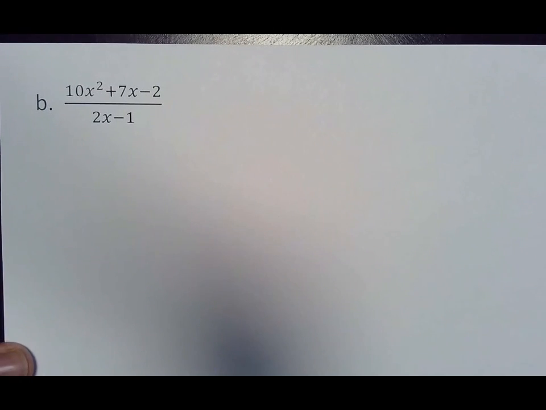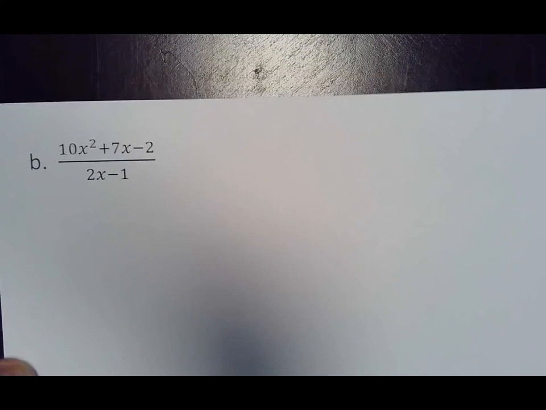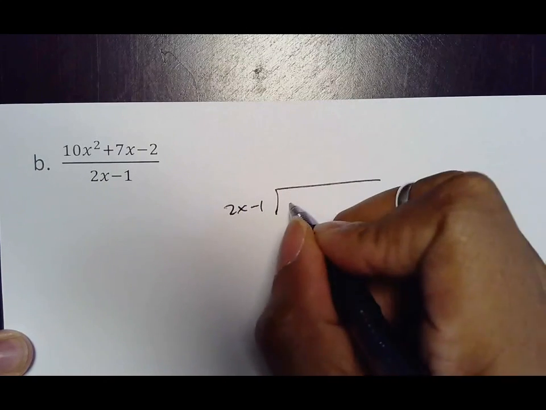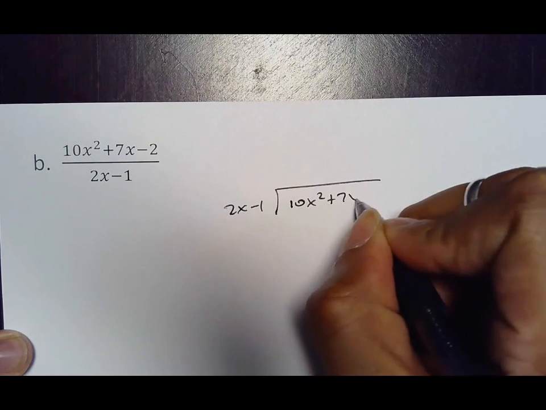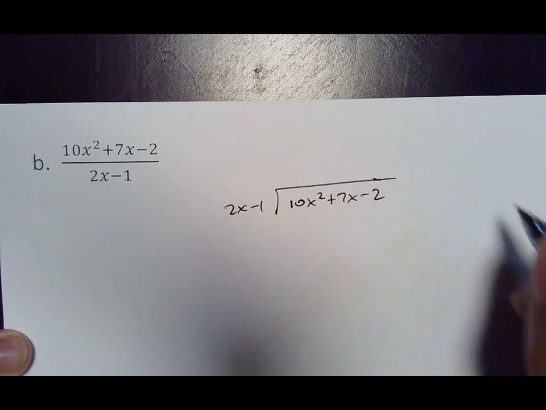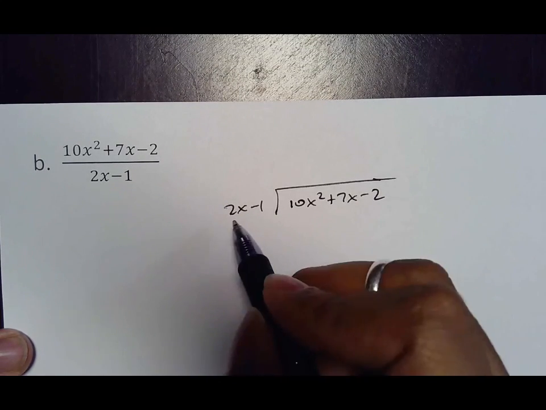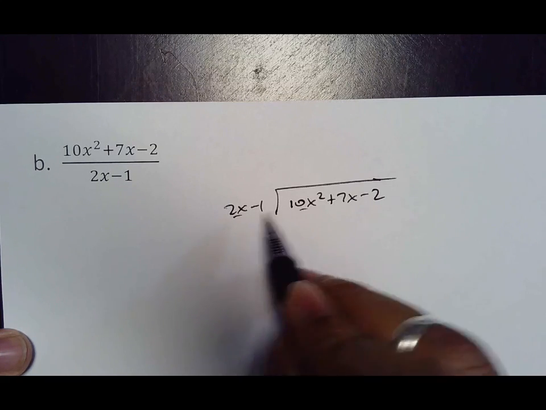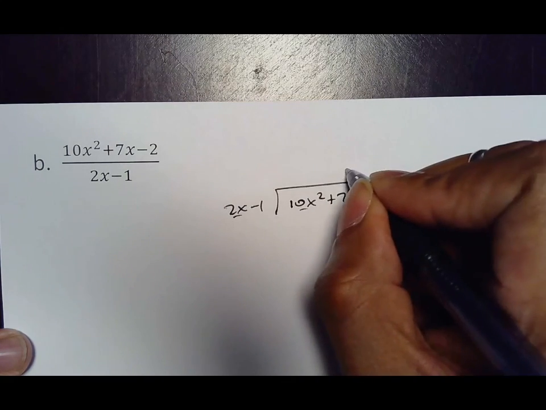Here, 10x squared plus 7x minus 2 over 2x minus 1. So what I'm going to do is put my 2x minus 1 on the outside, and this on the inside. Once again, I will say, focusing here and here, what is missing? First off, I need a 5 and I need an x. There are 2 terms, so I will put that here.